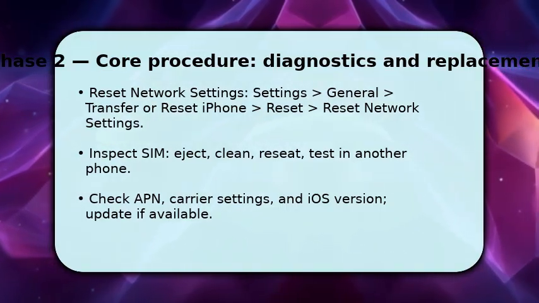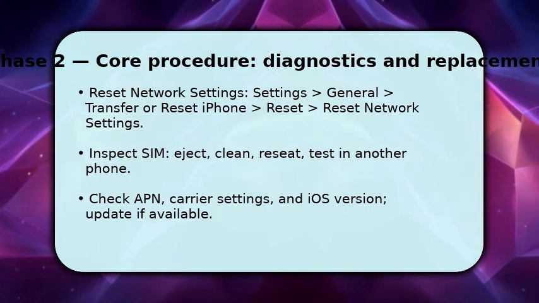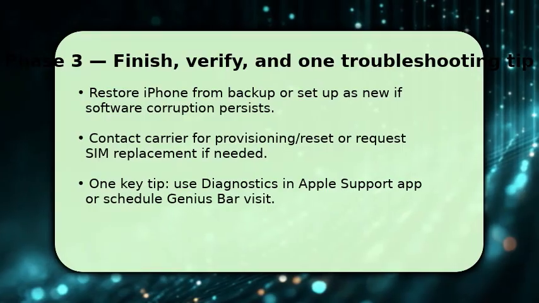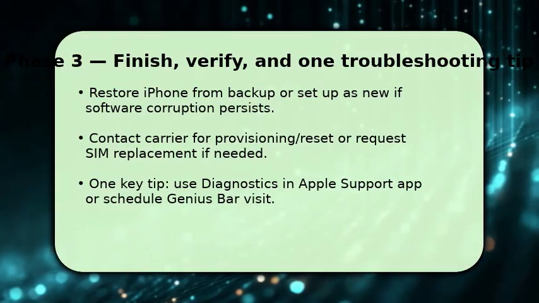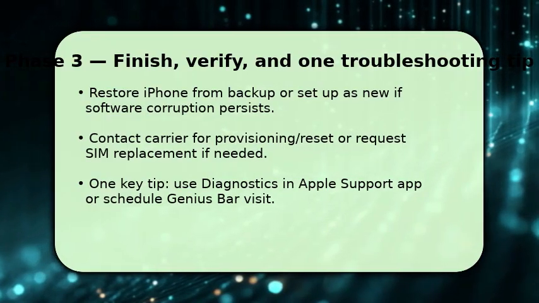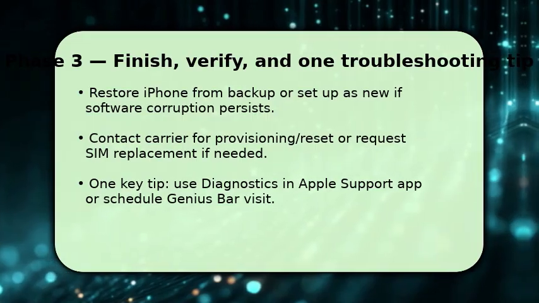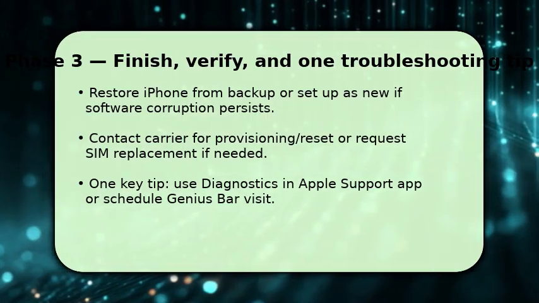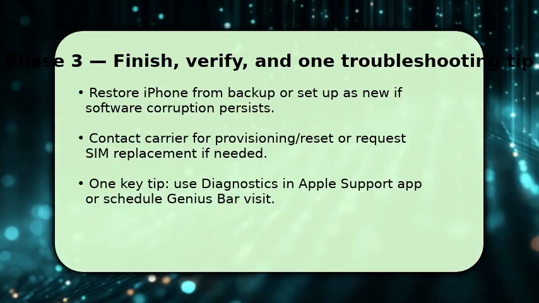service functionality. For final fixes, back up and restore your iPhone. If problems persist, set up as new to eliminate deep software corruption. This step removes hidden bugs. If service still fails, contact your carrier to verify provisioning and request a SIM replacement or network side reset.